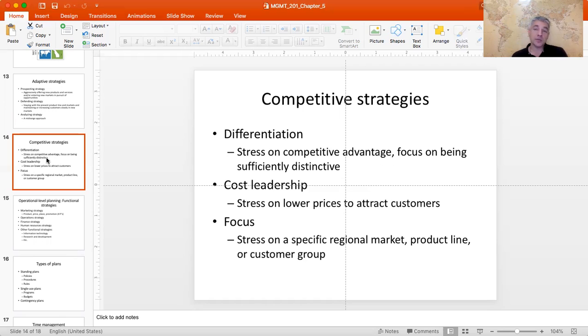And then finally, sometimes we also talk about customer focus as a distinct kind of competitive strategy. So here you put stress on a specific regional market, specific product line, specific customer group. So you don't necessarily have to be the cheapest, but you have to tailor to that specific group that you target, right? You don't try to appeal to anyone, but then within that group that you target, you definitely try to get all the boxes checked.